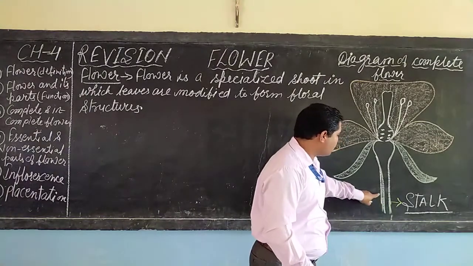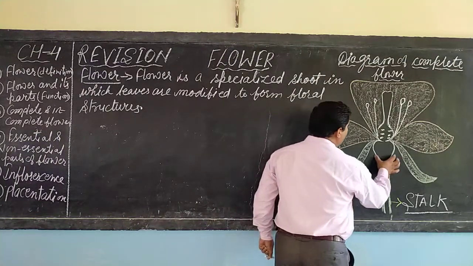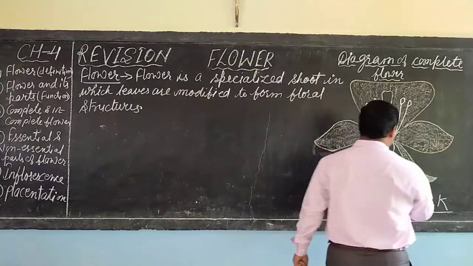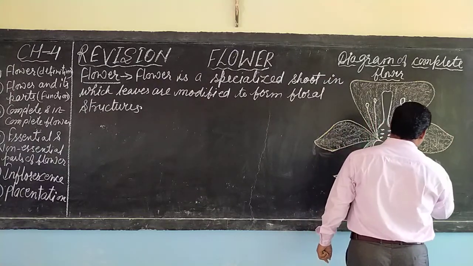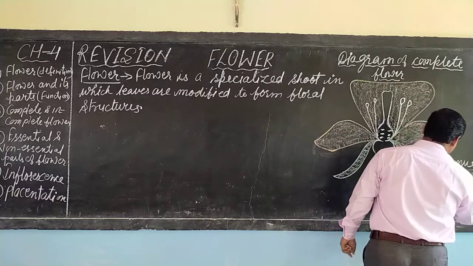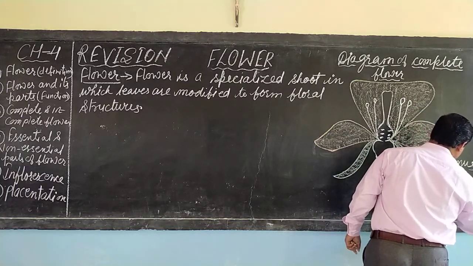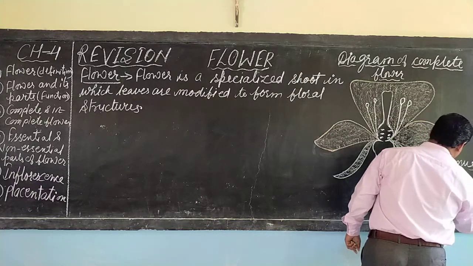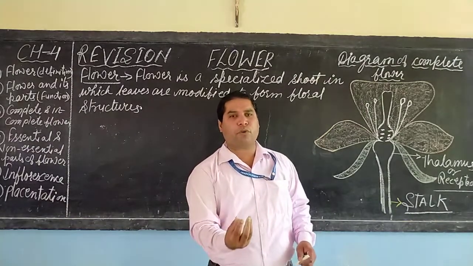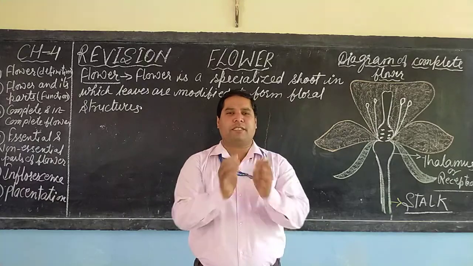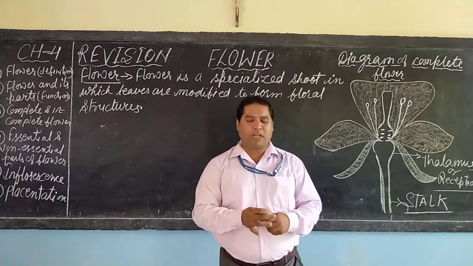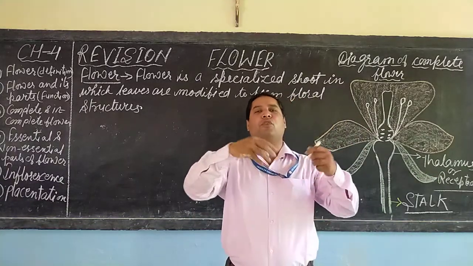Now the stalk further proceeds and forms a cup type of structure, known as thalamus or receptacle. Dear student, the stalk proceeds upward and a cup type of structure is formed, and it is known as thalamus or the receptacle. And from the thalamus only, all the floral parts originate.